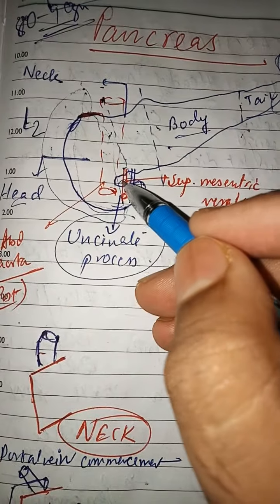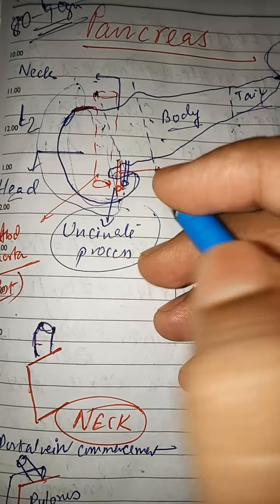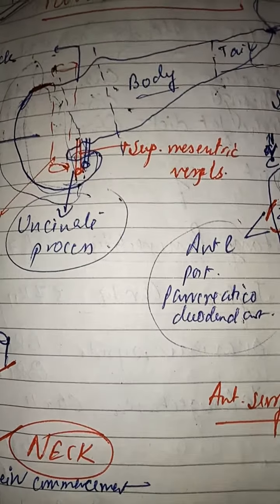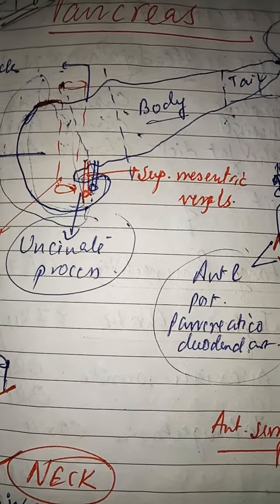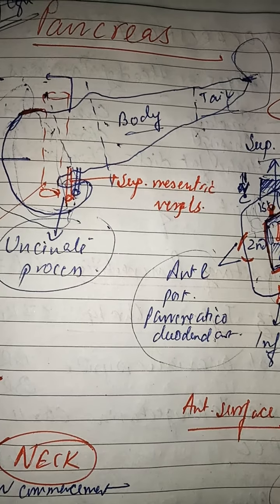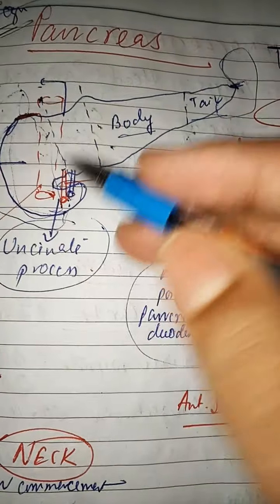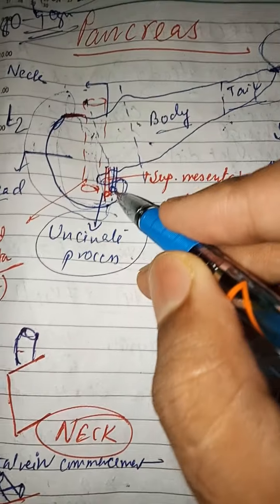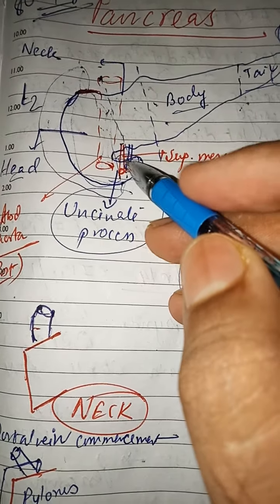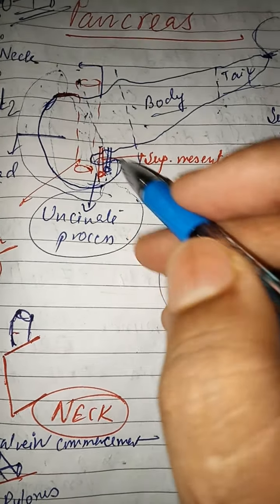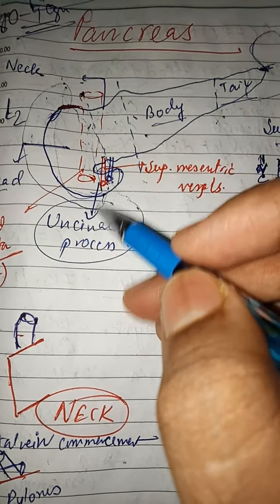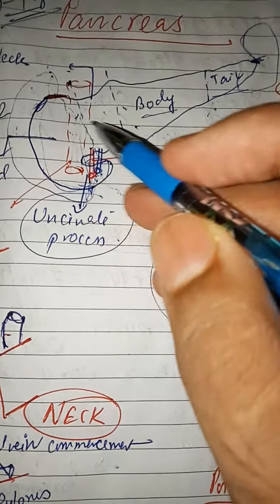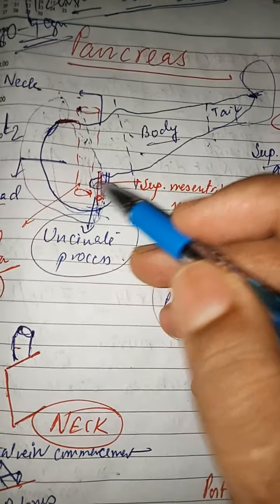Now the uncinate process has an anterior surface and a posterior surface. The anterior surface is related with the superior mesenteric vessels. On the posterior surface, there is the abdominal aorta. From the abdominal aorta only the superior mesenteric artery arises. So the superior mesenteric vessels come to this groove of the uncinate process, and so it is the anterior surface relation. In the posterior surface there is the abdominal aorta.